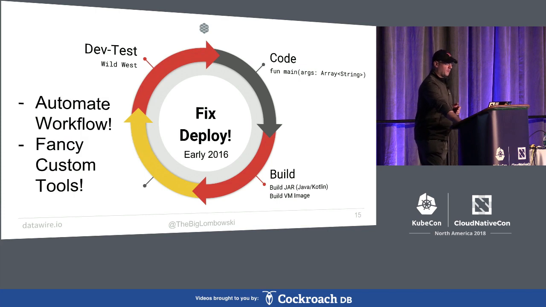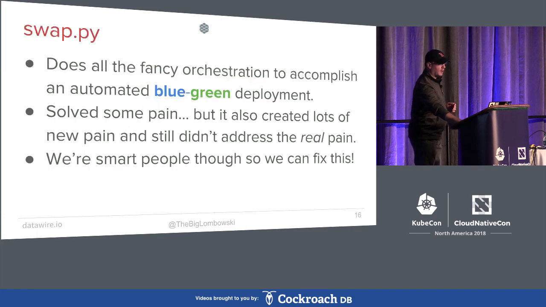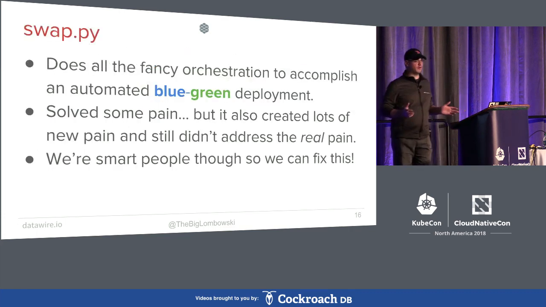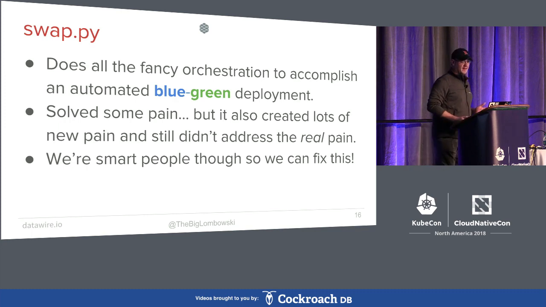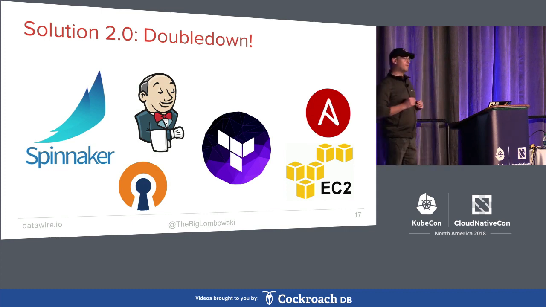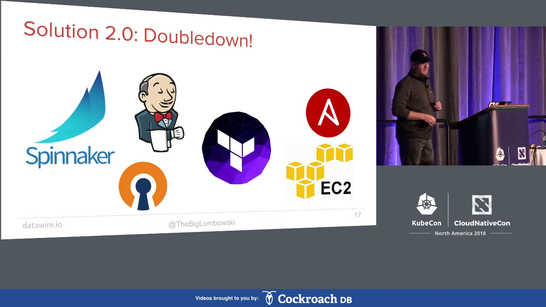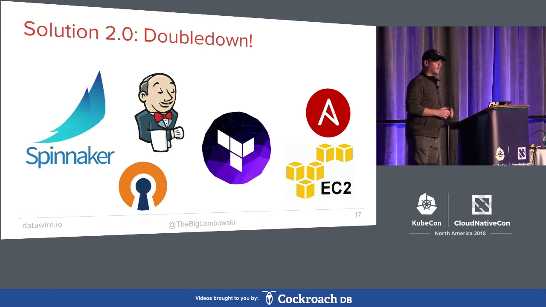And we automated the workflow, built fancy custom tools to get around that. The fancy custom tool worked. We built this thing called Swaptop, did all this fancy orchestration stuff, did blue-green deployments for folks. It solved some pain, but it also created lots of pain and new pain, and still didn't address the real pain that developers were actually having at the company. So we, as smart people, as engineers, sat down and went, well, we can fix this. And so we doubled down on deployment as the problem, threw more technology at it: Spinnaker, Jenkins, Terraform, Ansible, EC2, another cloud, Google, OpenVPN. I can name probably 20 technologies that were involved in what we were going to call the Datawire backend developer platform.